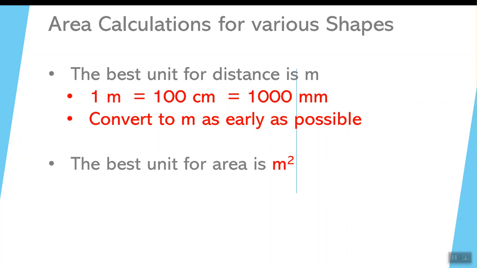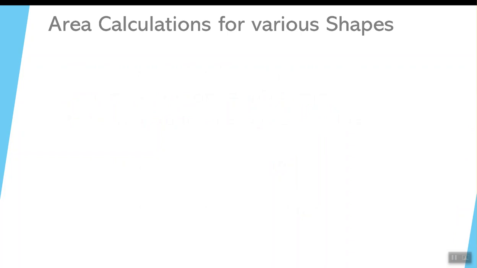Best unit for area has to be something squared. And in the metric system, meters squared is a very, very handy one to use. Best unit for volume is meters cubed. Now, in a previous video, you looked at how to convert from megaliters to cubic meters to liters. So you can have that video as a reference if you need to review it a little bit.